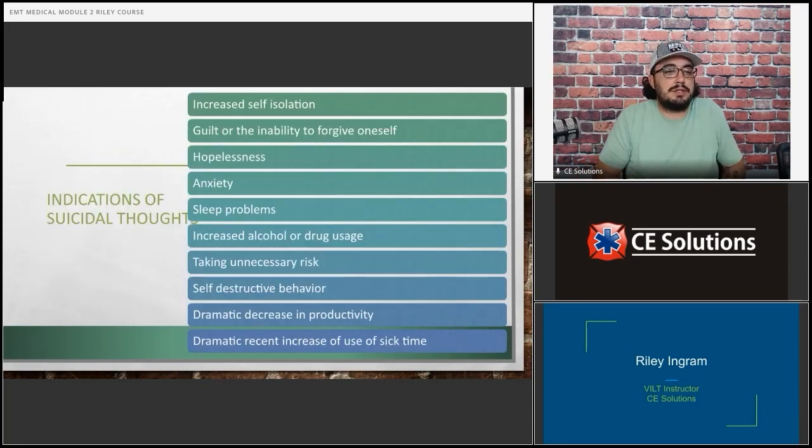All right, indications of suicidal thoughts: increased self-isolation, guilt or the inability to forgive oneself, hopelessness, anxiety, sleep problems, increased alcohol or drug use, taking unnecessary risks, destructive behavior, self-destructive behavior, dramatic decrease in productivity, and dramatic recent increase in use of sick time.